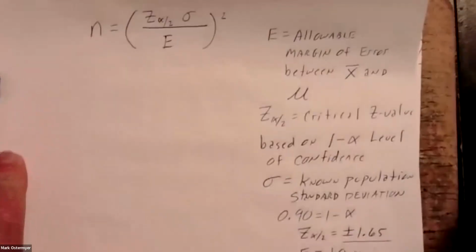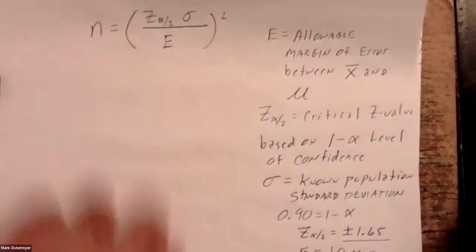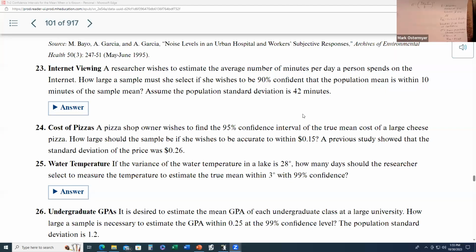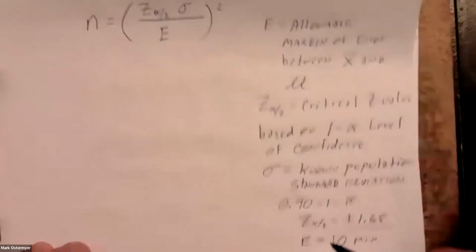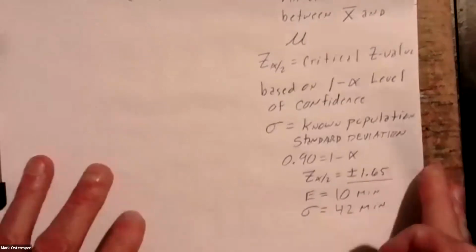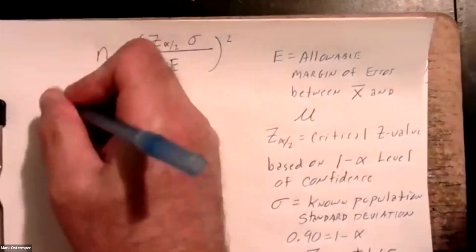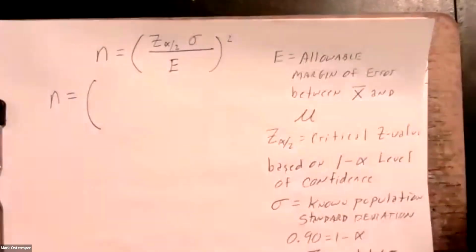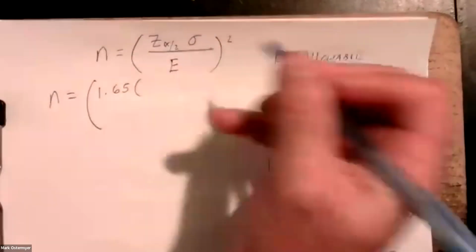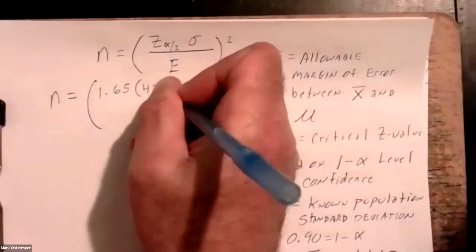What else do we need? We got our critical Z value. We got E. We got to find our population standard deviation. And did they provide that for us? Yes, they did. They indicated that it was 42 minutes. So therefore, we know our population standard deviation is 42 minutes. All right, let's take these values and plug them in or substitute them into the sample size formula. And for Z goes 1.65 times my standard deviation, which is 42 minutes.